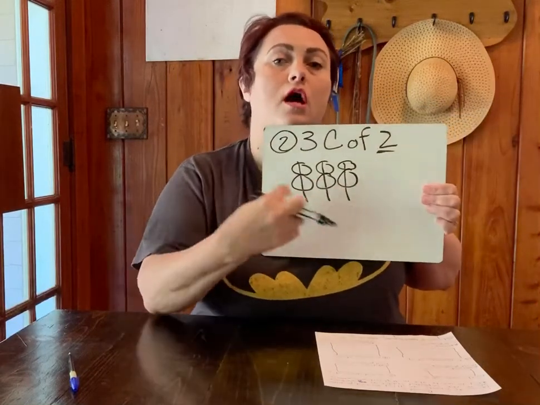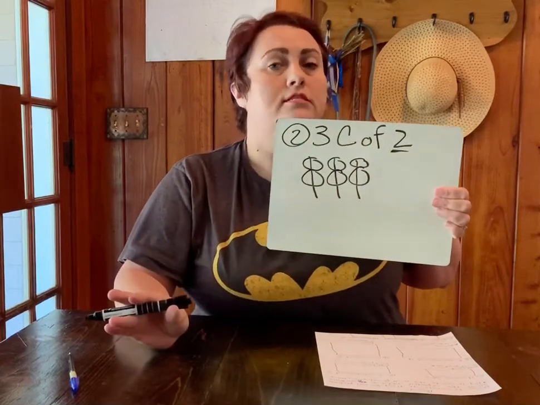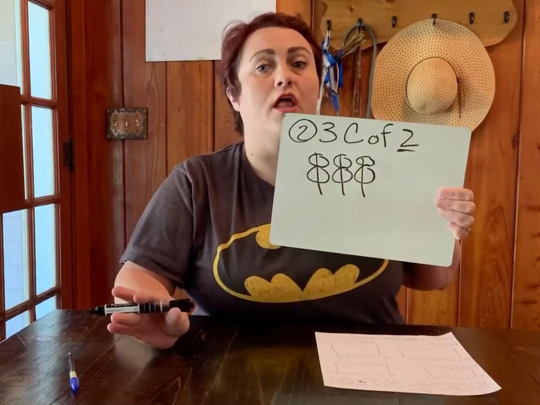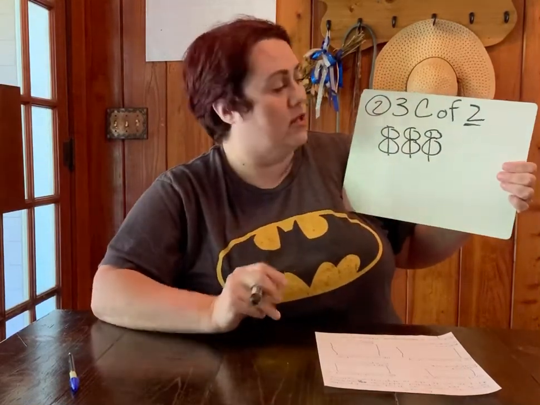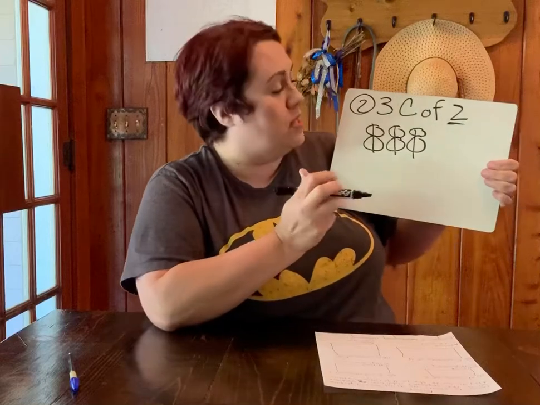I'm only drawing the lines for the rows and columns to get you comfortable. Some of you are already comfortable doing it without the lines, and that's completely fine. We're just doing it as a reminder of what they look like. So we have 3 columns of 2.